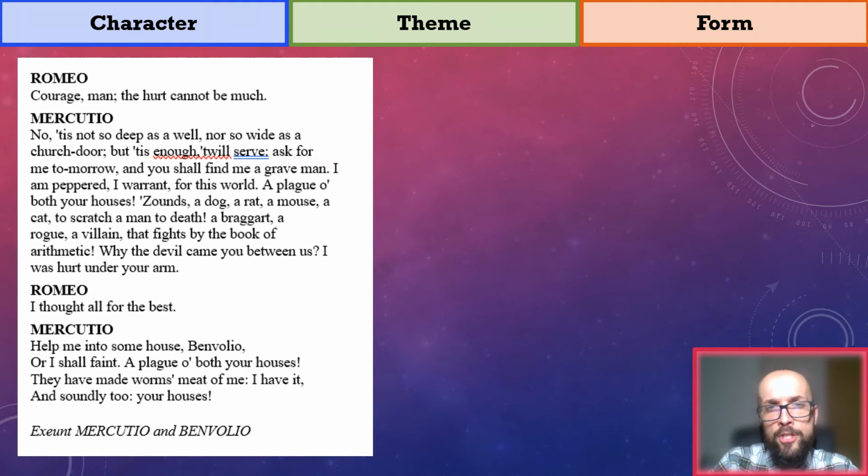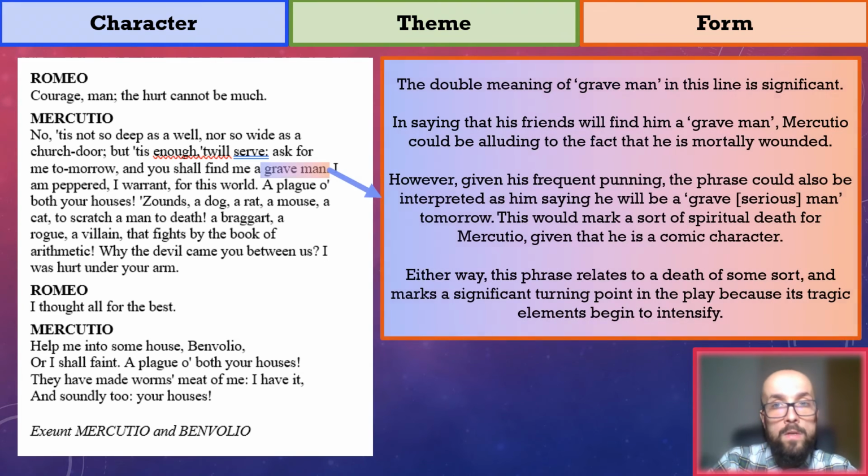Romeo says that Mercutio can't be hurt too badly, which prompts a lengthy section of dialogue from Mercutio. Now this short speech provides ample analytical opportunities, but there are only 2 aspects of it in particular that I would like to look at. The phrase "grave man" bears a double meaning that is significant. You see, on the one hand, Mercutio stating that his friends will find him a grave man sees him allude to the fact that he is mortally wounded and that he knows that he will soon die.